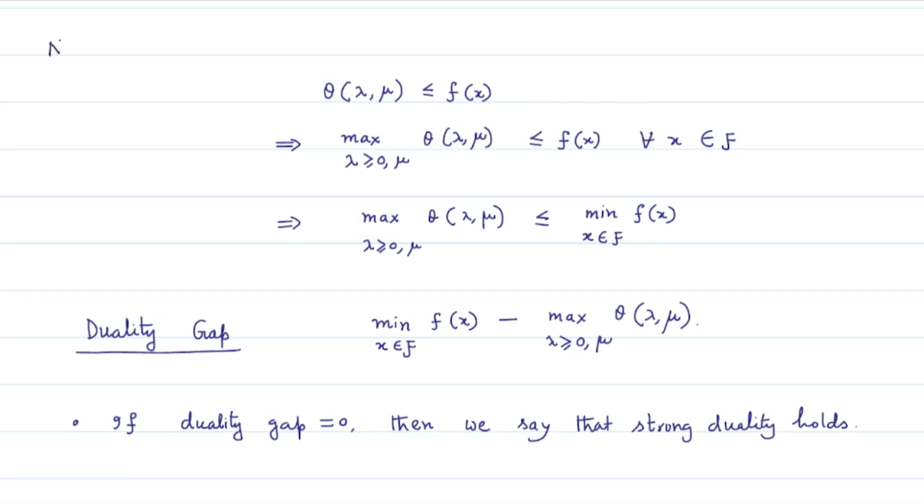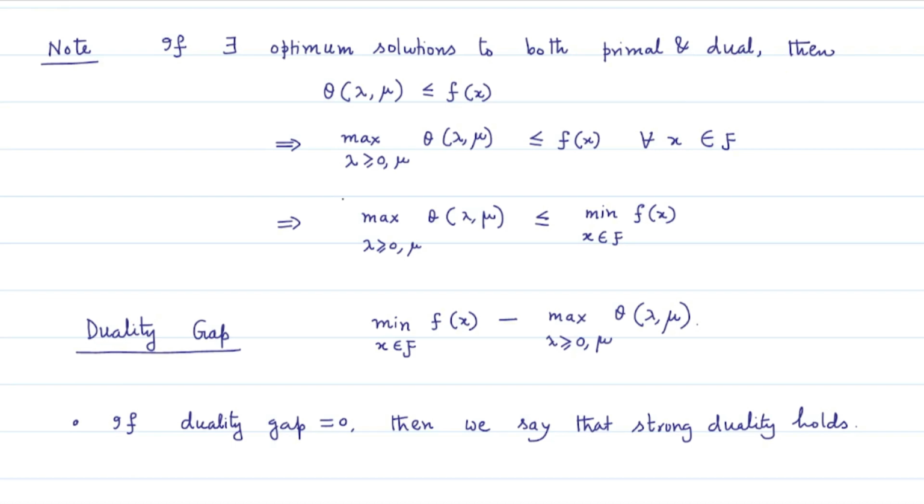So as a note, I write here that if there exist optimum values or optimum solutions to both primal and dual, then this happens to be true: the maximum value of the dual is less than or equal to the minimum value of the primal.